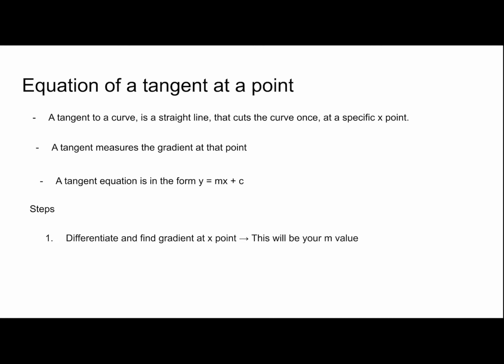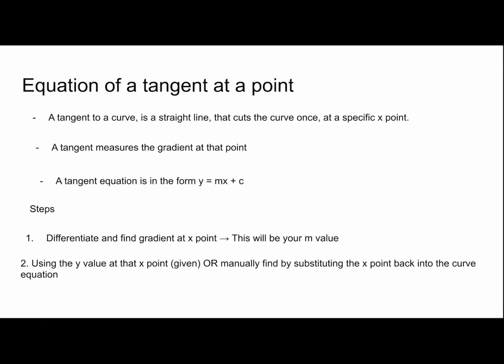And our steps in doing these questions is, step 1, differentiate and find the gradient at the x point. So that's what we just did before. And once we found that gradient, that is our m value in our equation. That's our gradient. And step number 2 is we have to use the y value at that x point. Normally it's given, but sometimes you have to manually go find it. And you can manually find that y point by substituting the x point back into the curve equation. And number 3, you can solve for c and rewrite the equation.